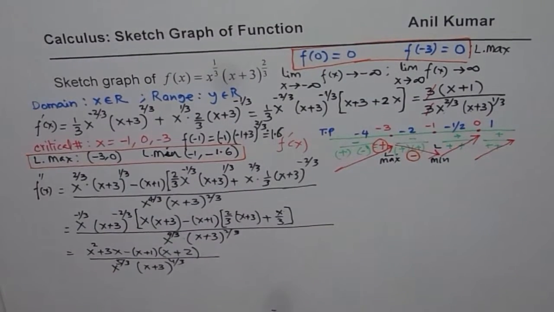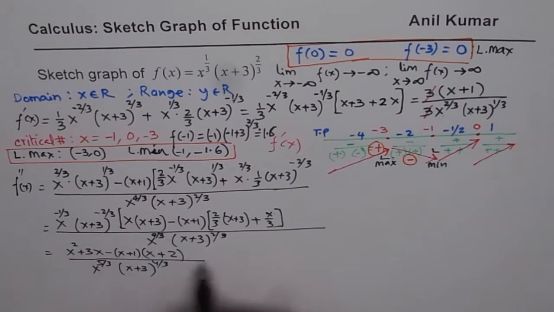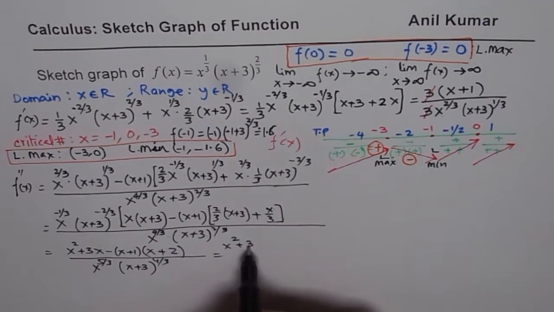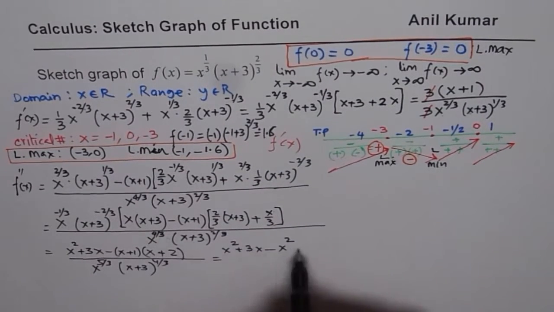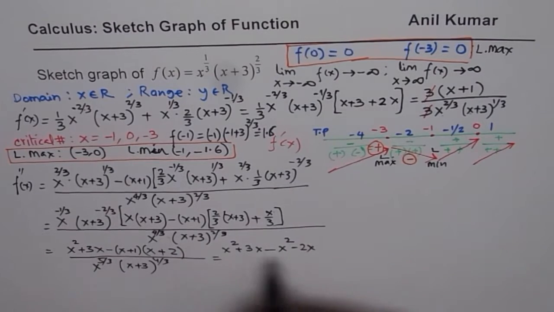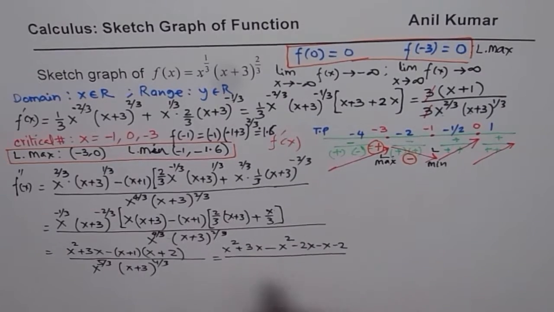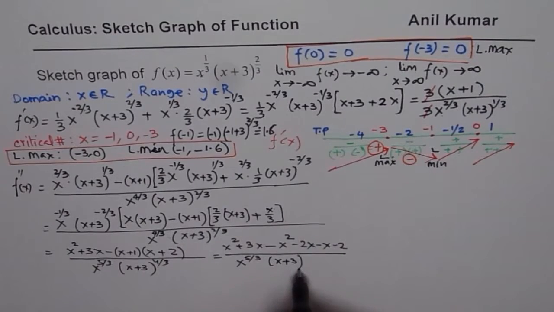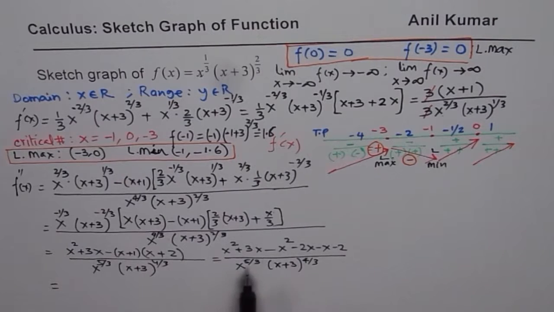So that is 2. Now, let us now simplify the second derivative expression. So what we get here is x squared plus 3x minus, let me expand this, x squared minus 2x minus x minus 2, right, divided by x to the power of 5 over 3 times x plus 3 to the power of 4 over 3. Now the numerator, x squared minus x squared is 0. 3x minus 2x minus x is 0.